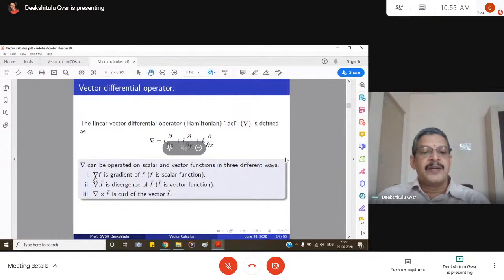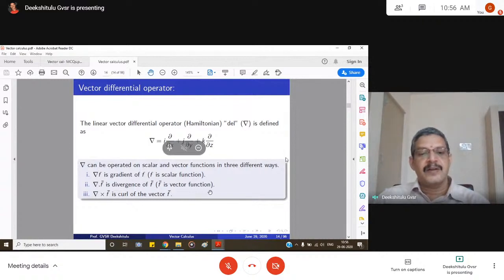One is del f. Here f is a scalar point function. Then del f is called the gradient of f. Because del is a vector operator, what happens if f is a vector? In the first case f is a scalar. If I take f bar, then this is a vector. You can have two types of product, dot product and cross product. First, dot product: del dot f bar is called the divergence of f bar.